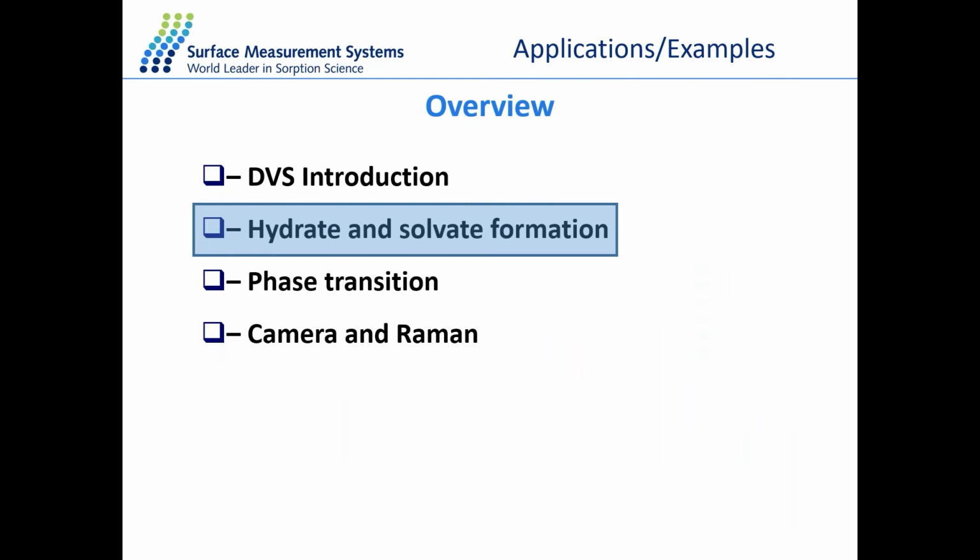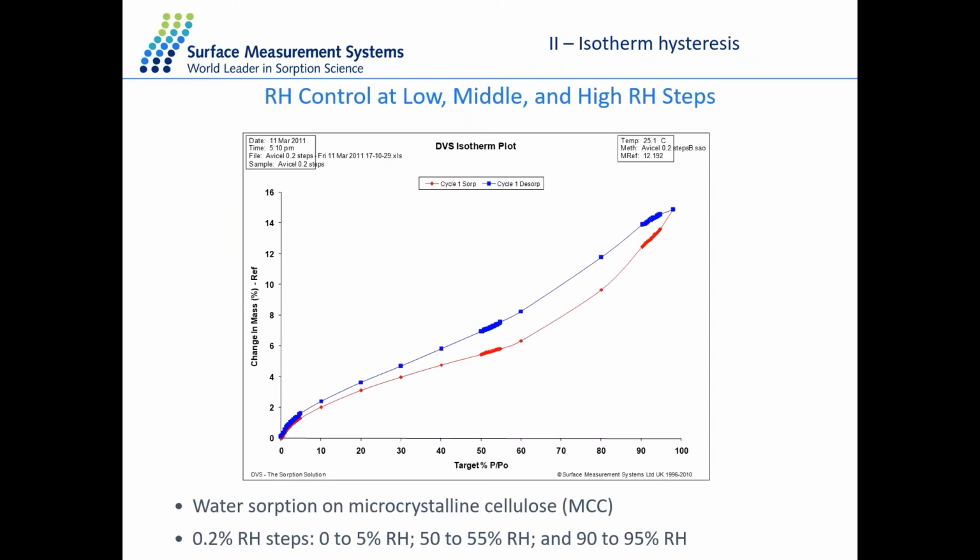So let's start looking at actual applications, and in this case, we're going to start looking at hydrate and solvate formation. So we started from a standard sample. This is not a hydrate or a solvate. This is just microcrystalline cellulose. And what we are doing here is analyzing what a normal sample will look like. And then we're going to look at the data provided by a hydrate or a solvate, because the difference in data provided by a hydrate or a solvate are very significant and very striking.